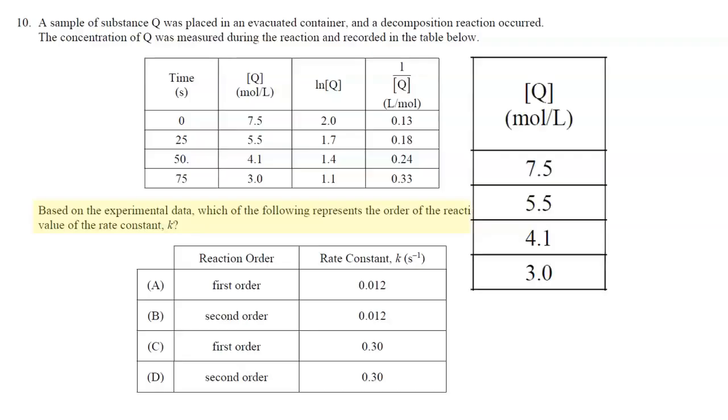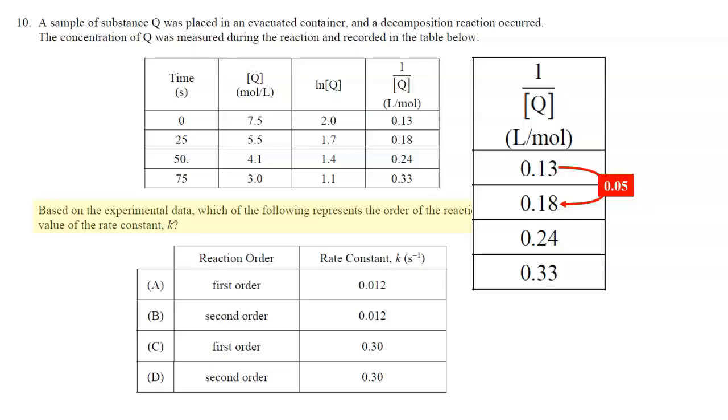I'll start with concentration. The first one would be 7.5 and then 5.5. That's a decrease of 2. Then from 5.5 to 4.1, that's a decrease of 1.4. And then a decrease of 1.1. So that is not a linear relationship. Now I'll take a look at the column for 1 over the concentration of Q. I see an increase from 0.13 to 0.18. That's an increase of 0.05. Then an increase of 0.06, and finally an increase of 0.09. So that doesn't look like a linear relationship.